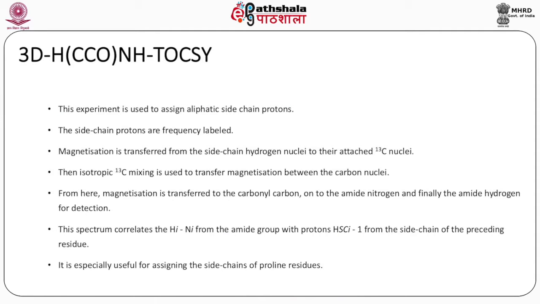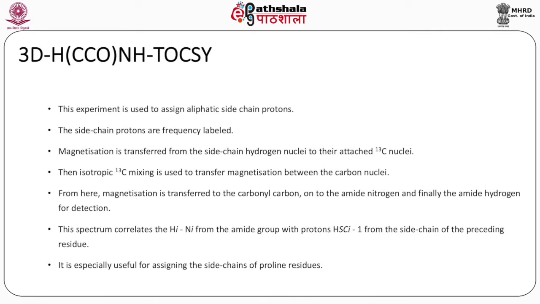HCCONH-TOCSY experiment. This experiment is used to assign aliphatic side chain protons. The side chain protons are frequency labeled. Magnetization is transferred from the side chain hydrogen nuclei to the attached C13 nuclei. Then isotropic C13 mixing is used to transfer magnetization between the carbon nuclei. We have learnt about the proton-proton TOCSY, and here there is a C13 TOCSY. From here, magnetization is transferred to the carbonyl carbon, onto the amide nitrogen, and finally the amide hydrogen for detection.